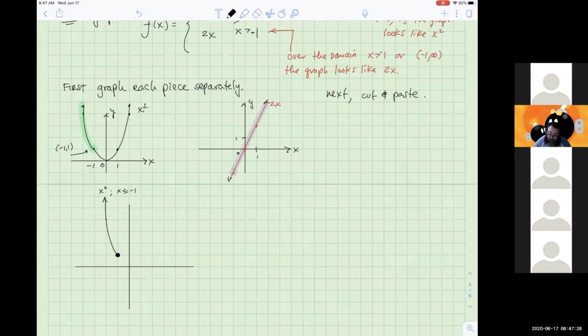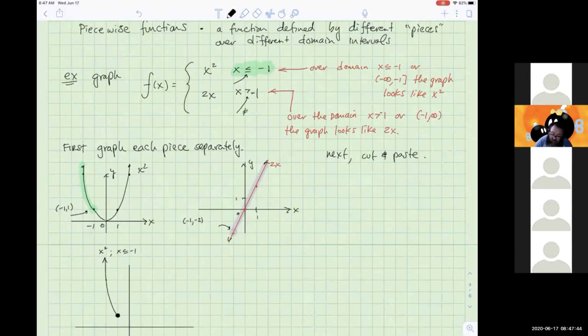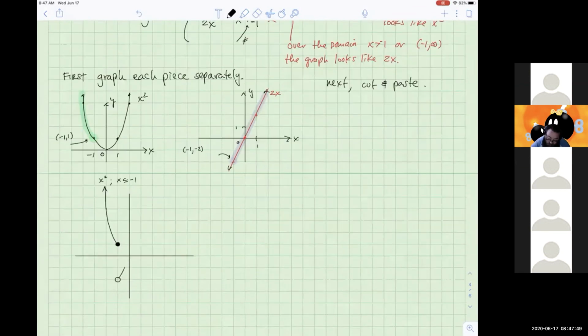The other portion of this, let's see, what point is that? That is the point -1, -2. But at that point, we should actually have an open dot. Number one, this is a function. I can't have two closed dots right above each other. But you'll notice here that this is not equal to. And so I have an open dot there, and then it just goes about its business. And this is 2x, provided x is greater than -1.